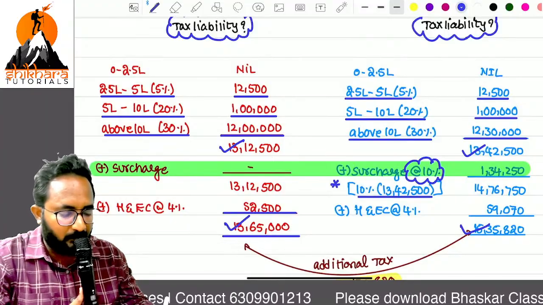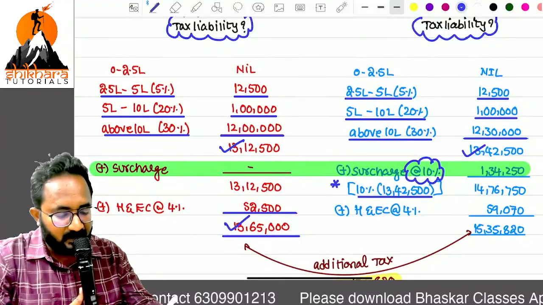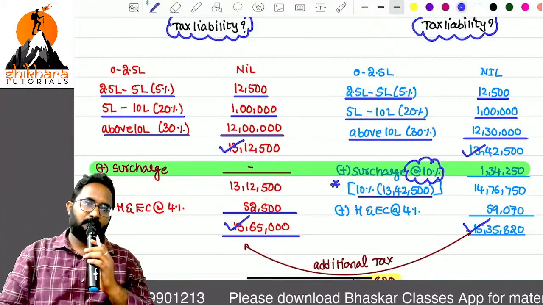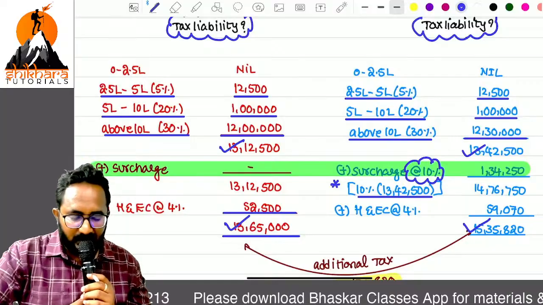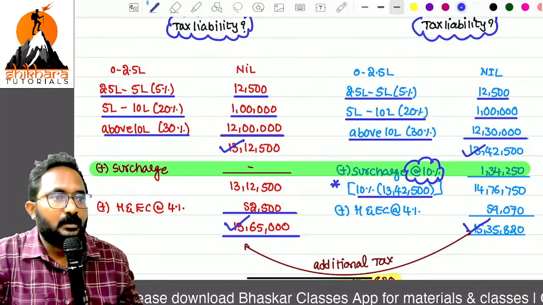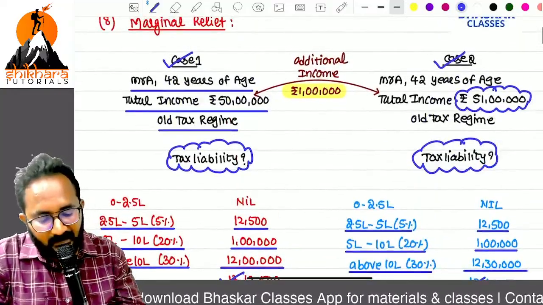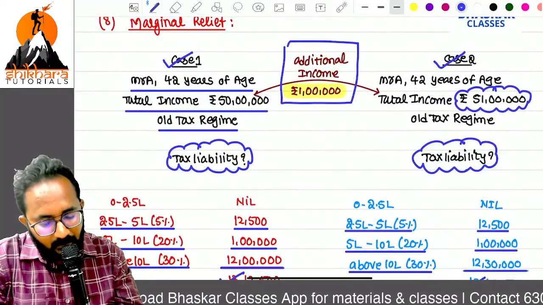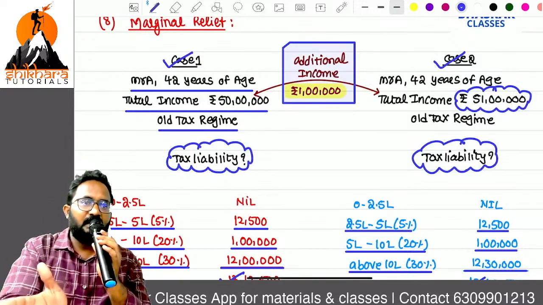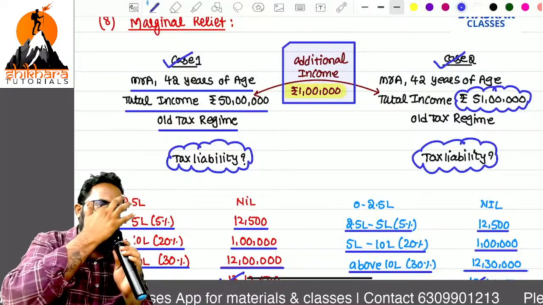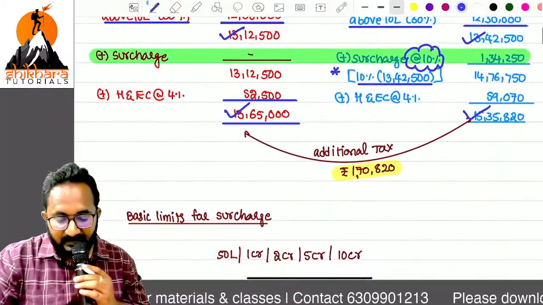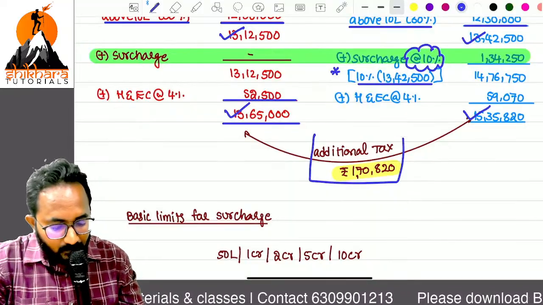You got how much amount of tax liability? 15 lakh 35,820. Now, here the additional income we earned is how much? 1 lakh additional income we earned. On 50 lakhs we just additionally earned 1 lakh, that is 51 lakh. But what is the additional tax they are asking? Please compute.